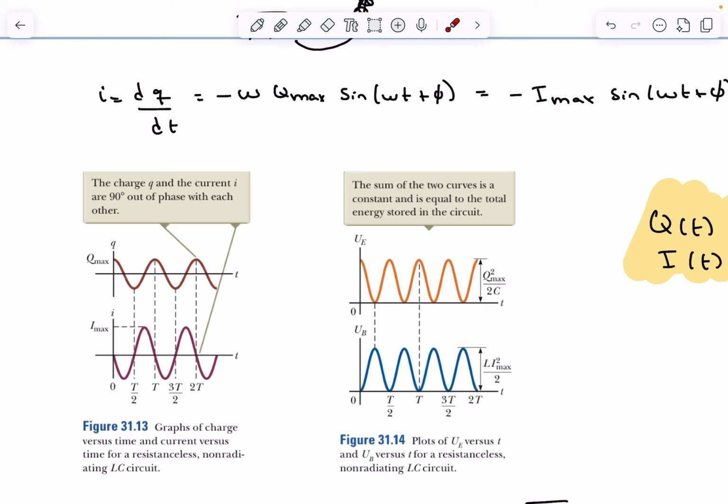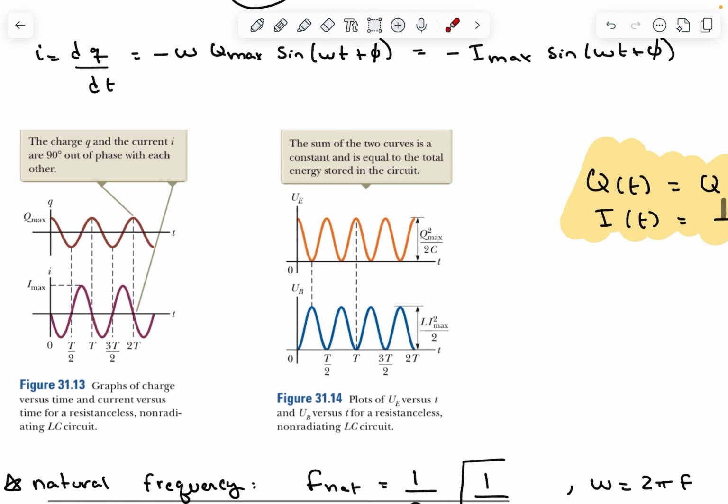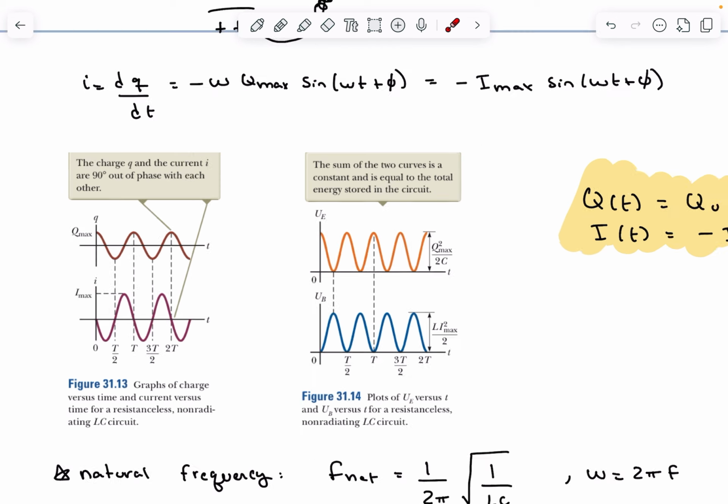And then you can keep looking at this where we have this oscillatory motion. But what we see is that the sum of these two curves, in terms of where the energy is, whether in the electric field or the magnetic field, is always going to be equal to the total amount of energy. So here we have all of the energy in the electric field, none of the energy in the magnetic field, and then vice versa. All the energy is in the magnetic, none of it's in the electric, and so on.